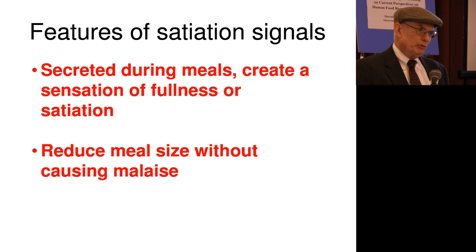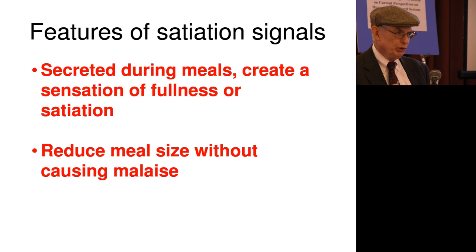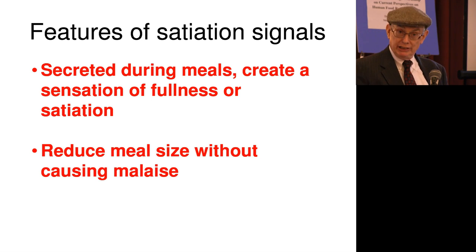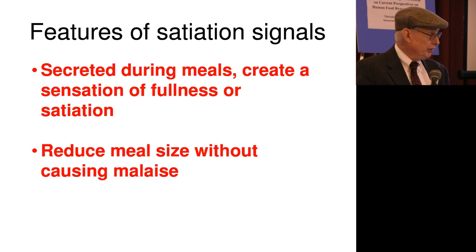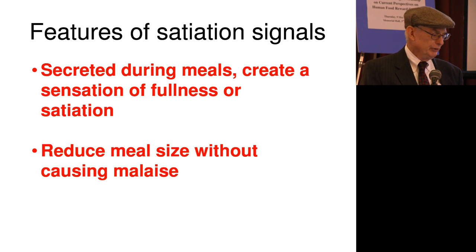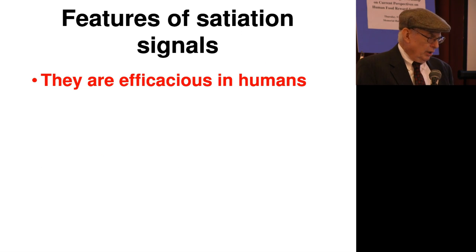So what do we know about these signals? They're secreted during meals. In humans, they create a sensation of fullness. People, when they're given these things, and humans have gotten virtually all of these things, they say, I feel full. They don't say they're sick. They simply eat less food when it's given to them. They work in humans. I mean, this is obviously important.